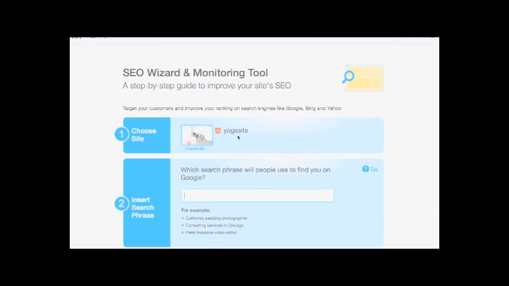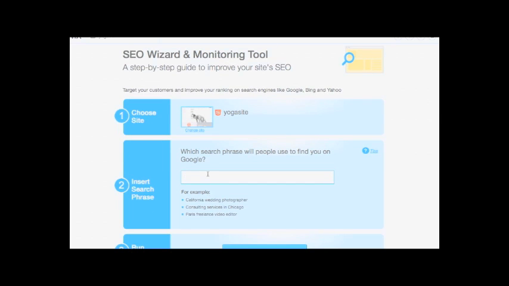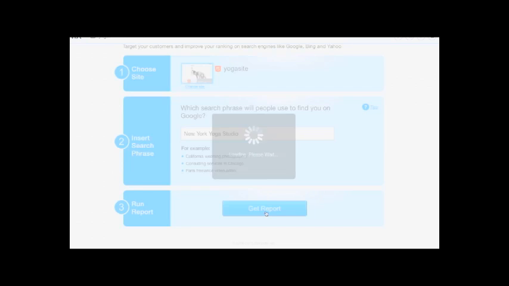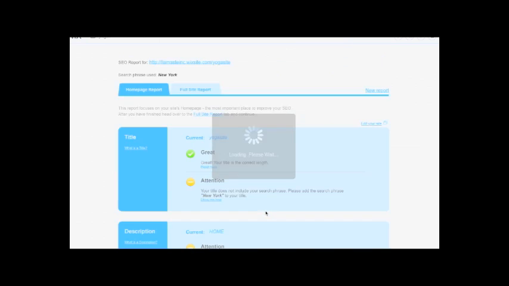Now over here you have the correct site, yoga site, and here's where we put the search phrase in, the main search phrase that we want our users to use. New York Yoga Studio. And let's get a report.